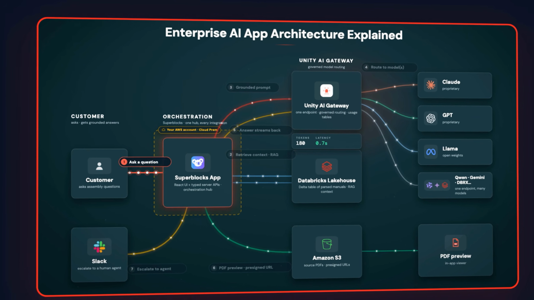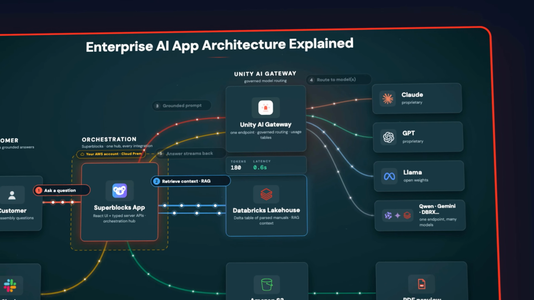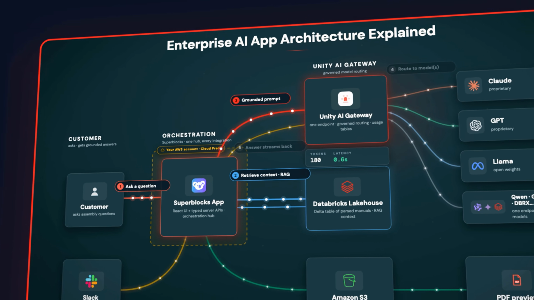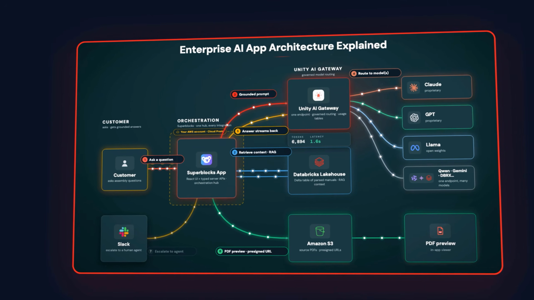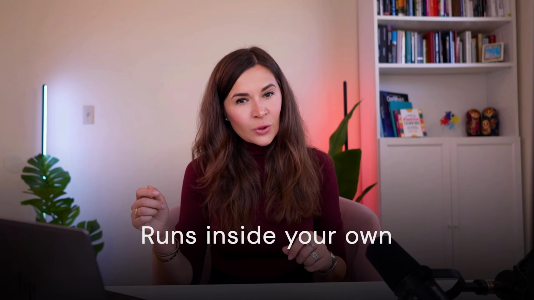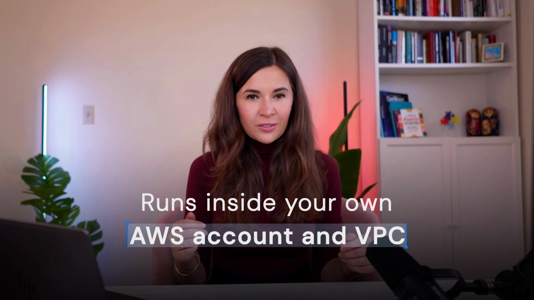I chose Superblocks to build it because it provides the integration and governance layer this architecture needs. Centrally managed connections, governed access to business systems, and the option to run the application inside the company's own cloud environment. The application runtime can run inside your own AWS account and VPC.